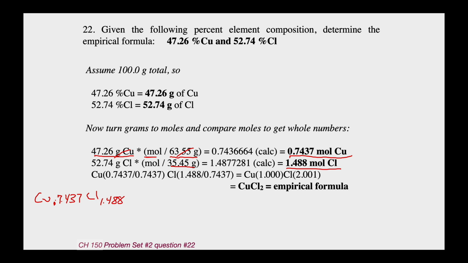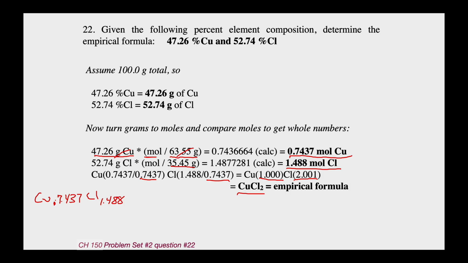So in order to get them into whole numbers, you divide both numbers by the smaller moles. So copper 0.7437 is smaller than 1.488 chlorines. We're going to divide both of those moles by 0.7437. Copper divided by itself comes out to be a perfect one. That's the idea. And the other one comes out to be almost exactly 2 to 1. Close, not perfect, but pretty gosh darn close, especially to one significant figure. So we would break this down then to CuCl2. It's 2 chlorines for every 1 copper. And that's the empirical formula of this molecule.